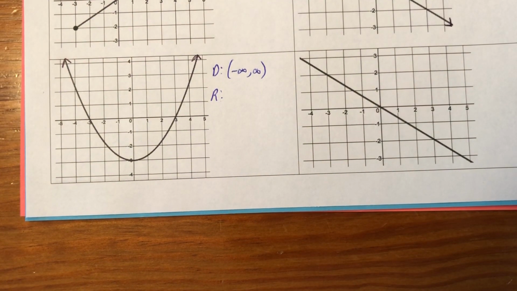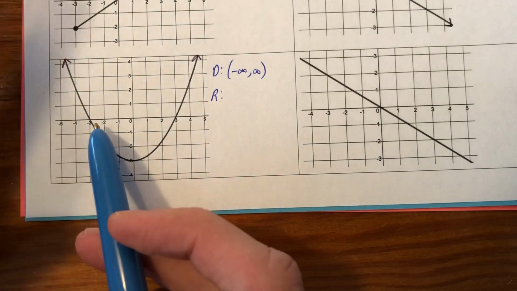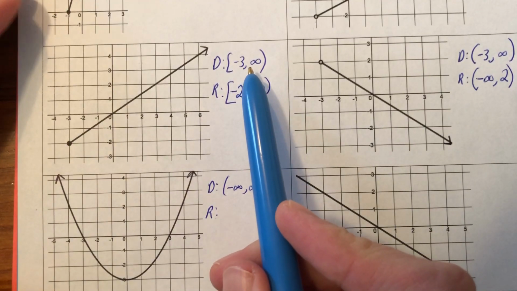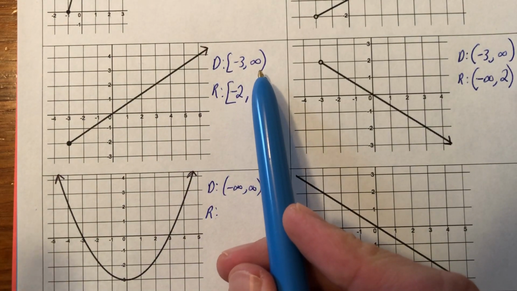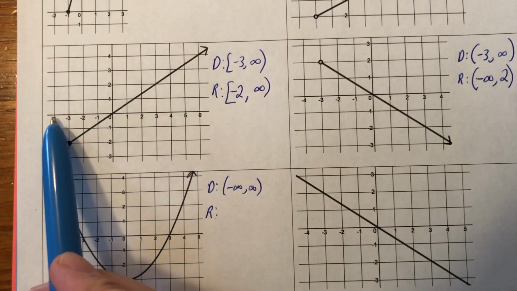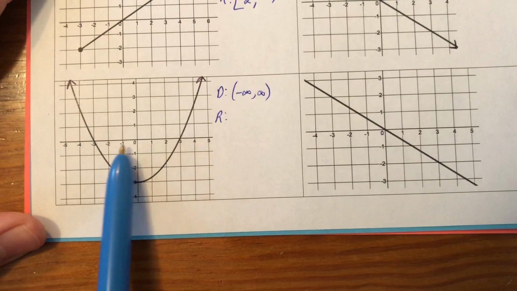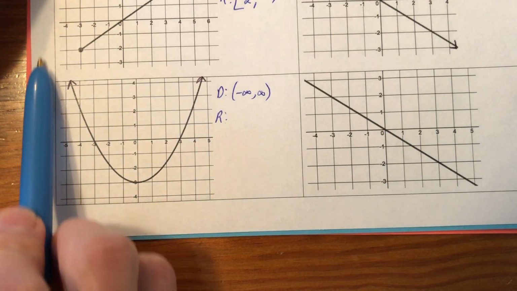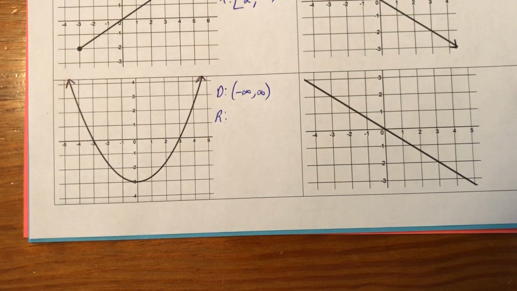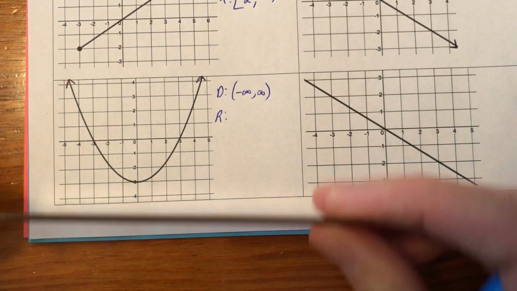Any x value you pick will be represented on this graph. Here, any x value you pick between -3 and infinity will be represented on the graph. If I pick -4, nope, no such luck, right? Negative infinity to infinity, yeah. If I say -6, well, -6 is over here, and the graph would be way up here somewhere. It works.